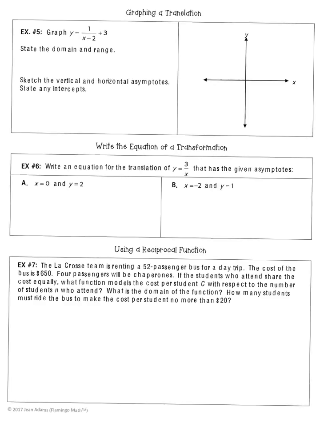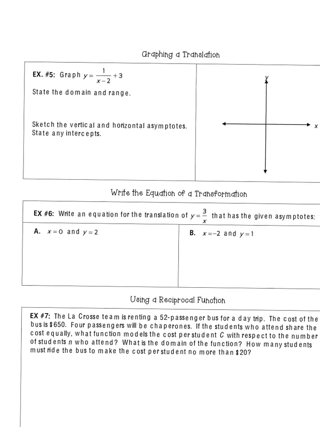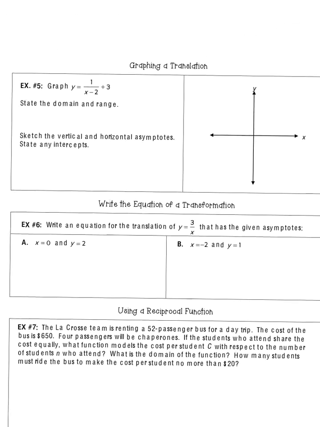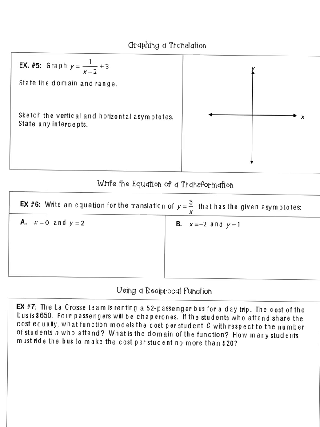All right, so looking at example 5, now we have some movement going on. So we have something happening inside the function and something happening outside the function. So this right here is inside the function, so it's causing a right-left movement. Because we are subtracting 2, it's the opposite of what you think it would be. So instead of left 2, it's really right 2.